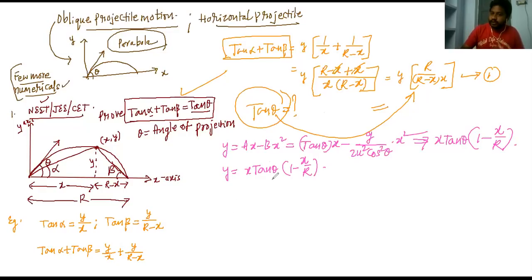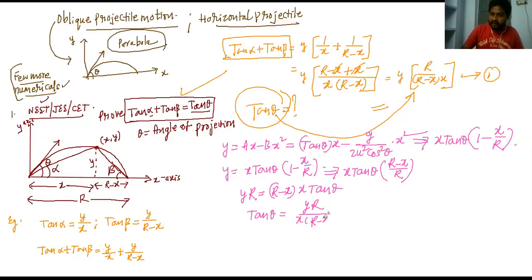And from this equation, what can I write? X into tan theta into (r minus x) by r. Can I write like that? (R minus x) by r. So from here, I can write y into r is equal to (r minus x) into x tan theta. So from here, what can I write? Tan theta value is equal to, carefully see, y into r by x into (r minus x).